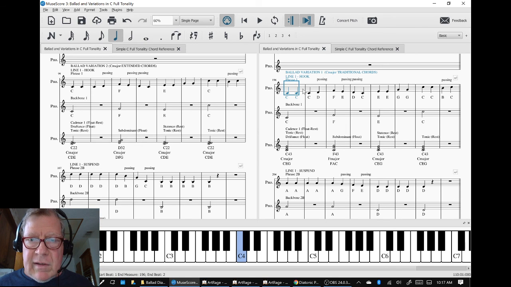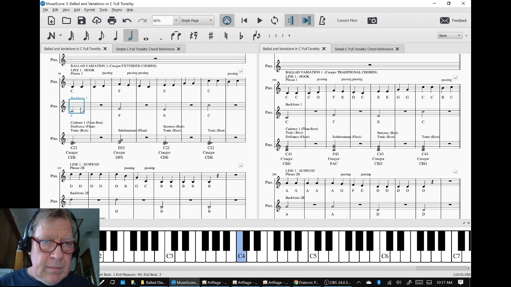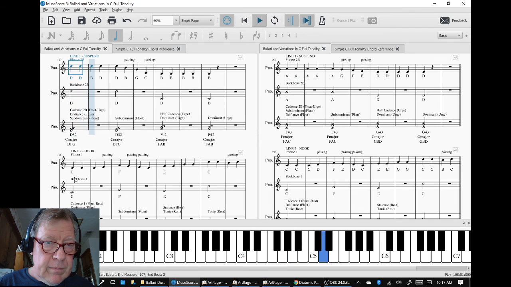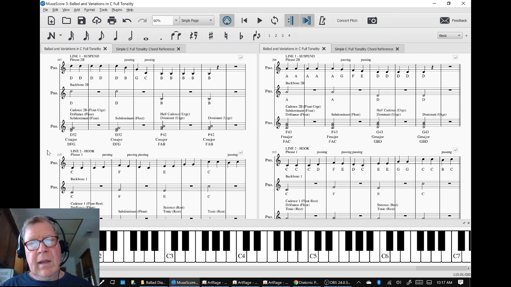So let's listen to the first variation, two lines. And this one. Then the second line. Sounds different and still a consistency.